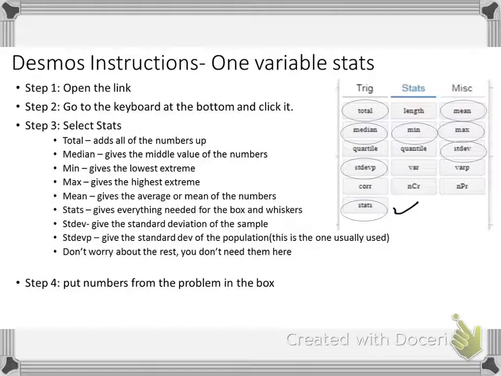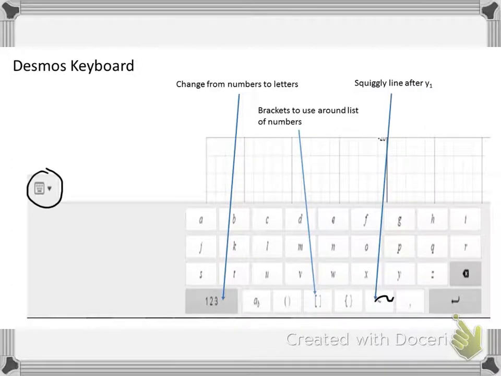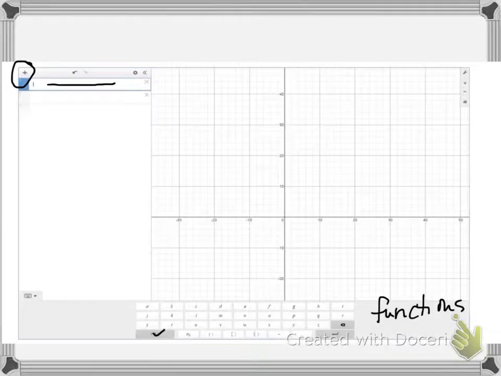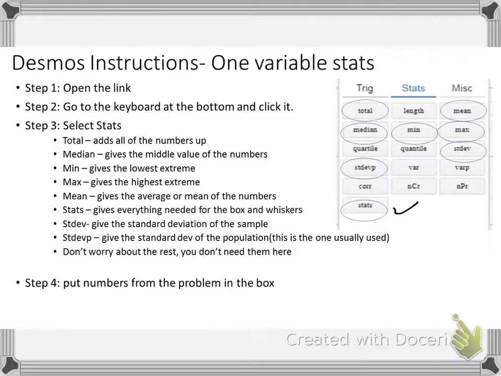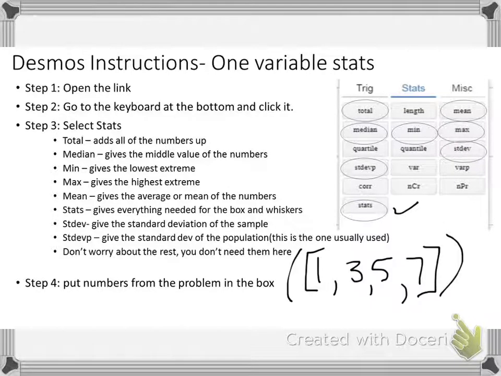Okay, what you're going to do is put the numbers in the box. Now I'm going to go back to the brackets. Okay, you have to put brackets around the numbers that you put in the box. So if you had a list of numbers of 1, 3, 5, 7, you're going to click one of these. Okay, let's say you click stats. Okay, it'll open a parenthesis. You have to put brackets around your numbers and close the parenthesis for this to work. That's what the brackets are for.